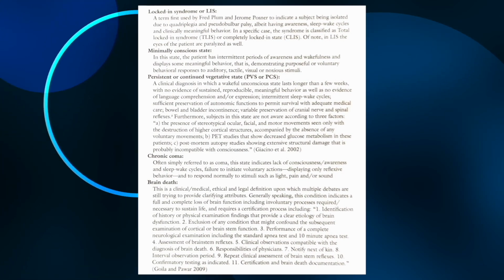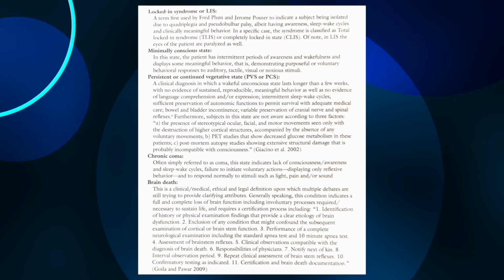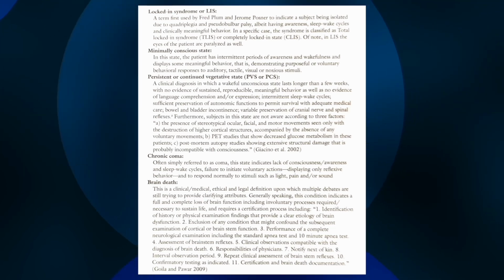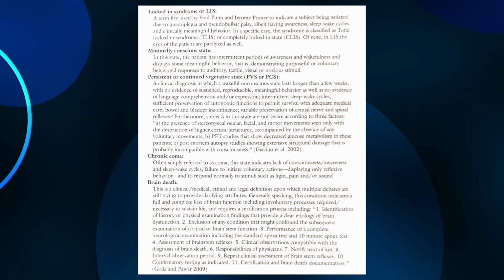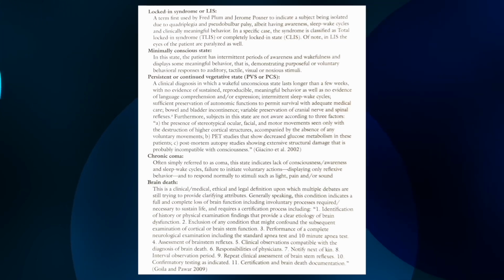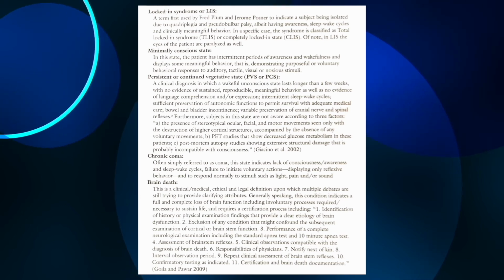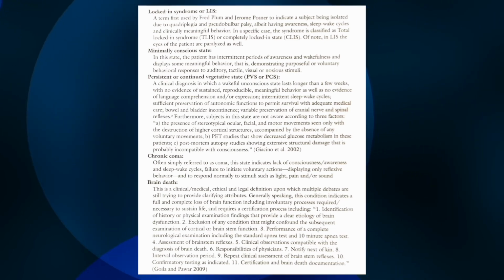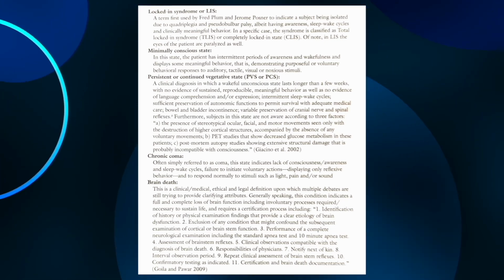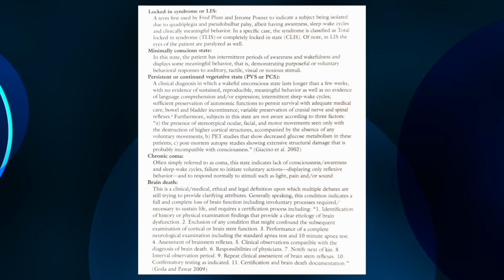But let's continue with our labels here, our descriptors. Coma, chronic coma, often simply referred to as coma. This state indicates lack of consciousness and awareness and sleep-wake cycles, failure to initiate voluntary actions, displaying only reflexive behavior, and failing to respond normally to stimuli such as light, pain, and/or sound. Finally, brain death.